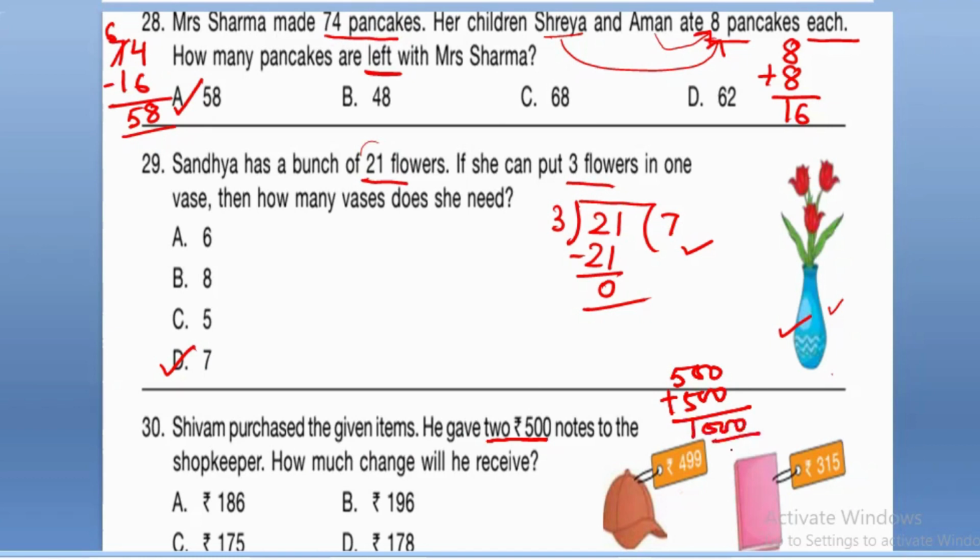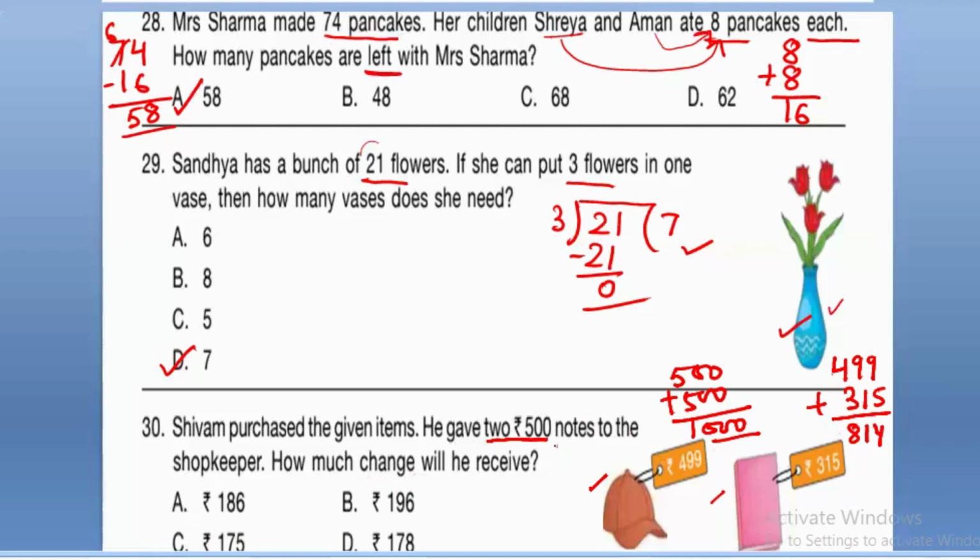Now you can see over here the question is saying that he purchased one cap and one wallet. The cap costs 499 rupees and the wallet costs 315 rupees. After adding both the numbers, we are getting 814. Now what are we supposed to do over here? He had given 1000 rupees to the shopkeeper and he purchased things worth 814 rupees. So how much change will he receive? Change means how much money will be left with him.